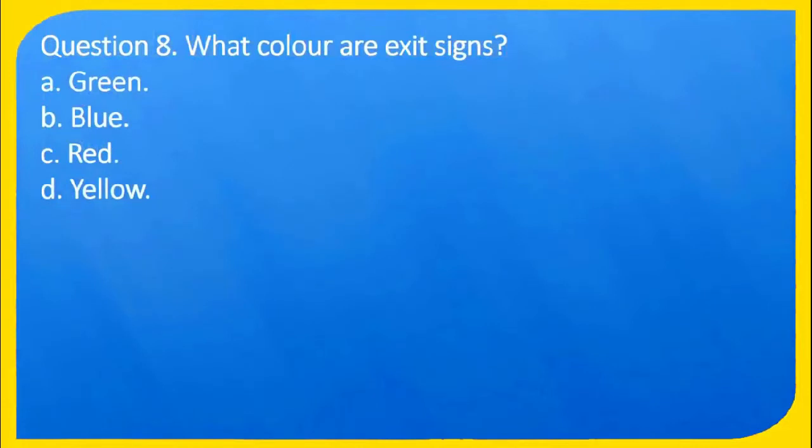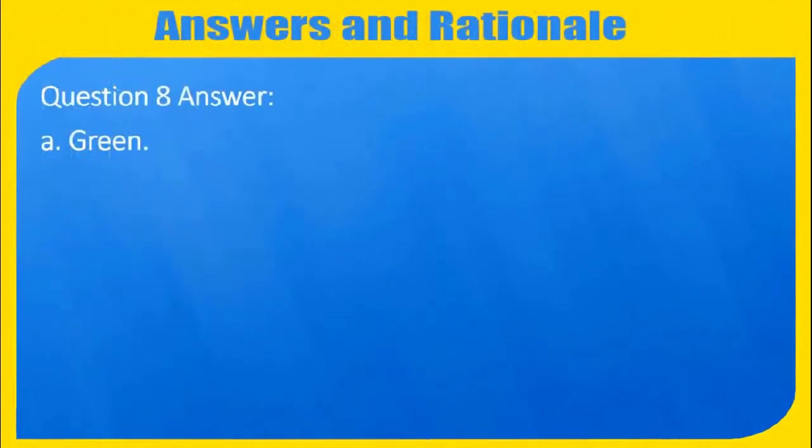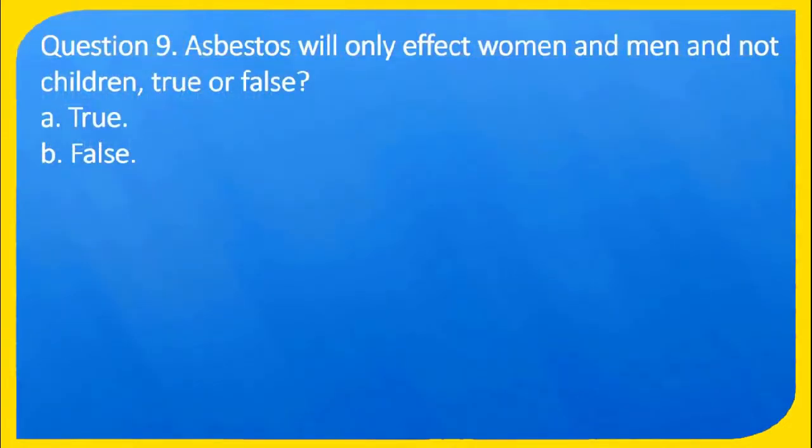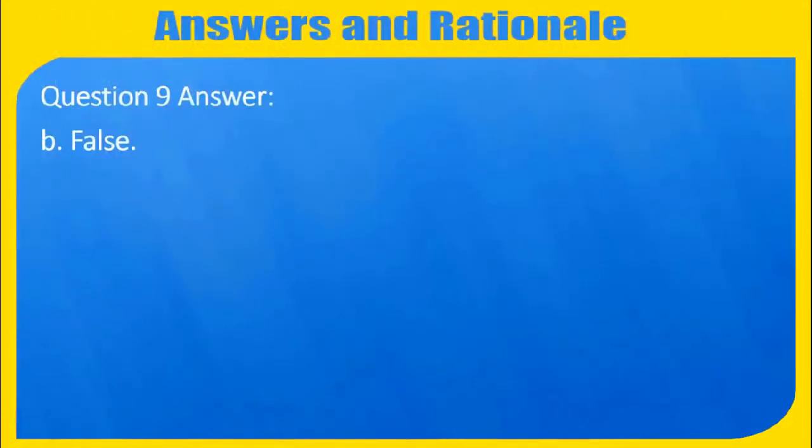Question 8. What color are exit signs? A. Green. B. Blue. C. Red. D. Yellow. Question 8 Answer, A. Green. Question 9. Asbestos will only affect women and men and not children, true or false? A. True. B. False. Question 9 Answer, B. False.